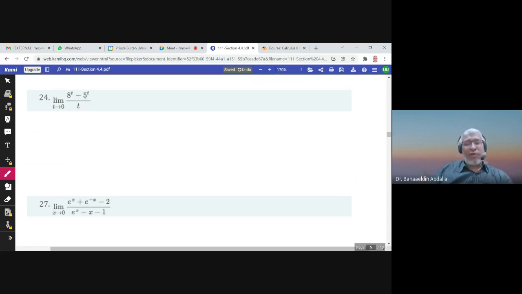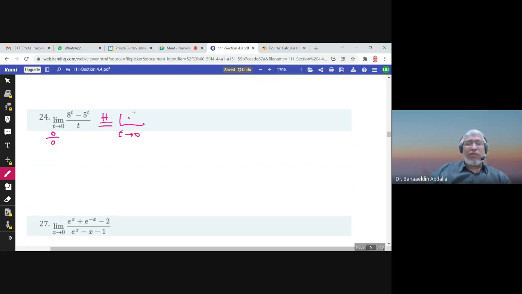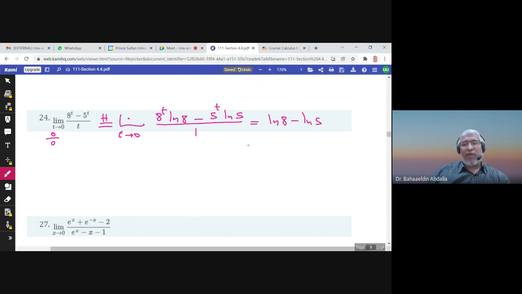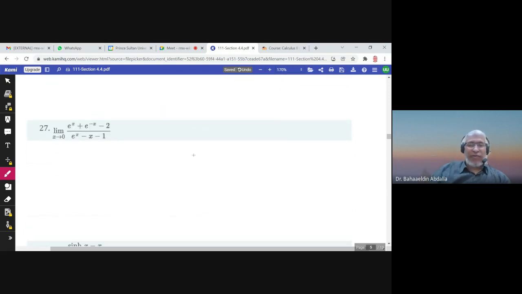8 to the power 0 is 1. 5 to the power 0 is 1. 1 minus 1 is 0 over 0. I can use L'Hopital's. Derivative of 8 to the power t is 8 to the power t times ln 8. Derivative of 5 to the power t is 5 to the power t ln 5. Derivative of t is 1. 8 to the power 0 is 1 times ln 8. 5 to the power 0 is 1 times ln 5. So that's the answer. Or you can write it ln 8 over 5.